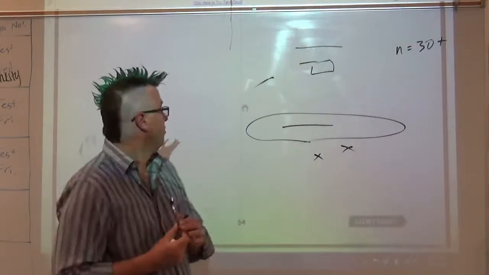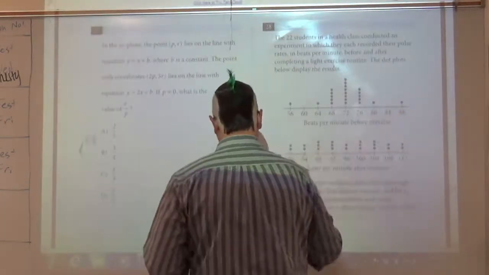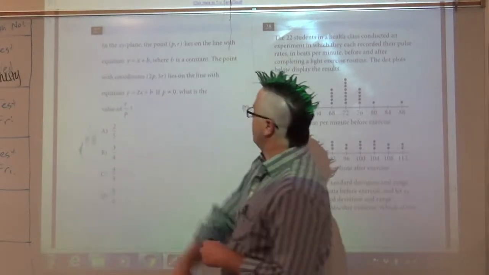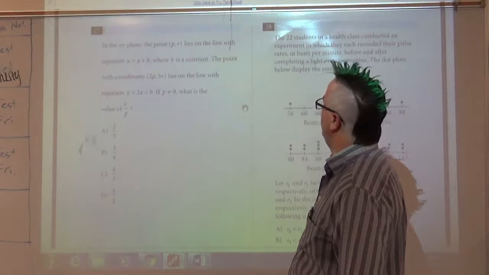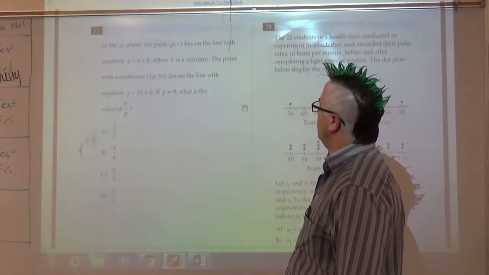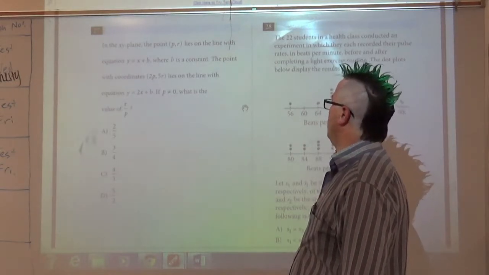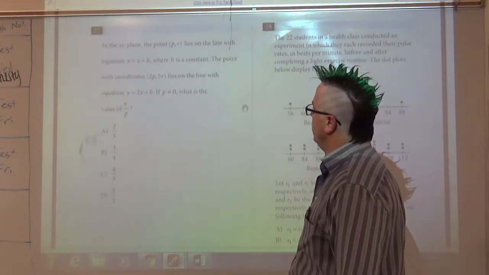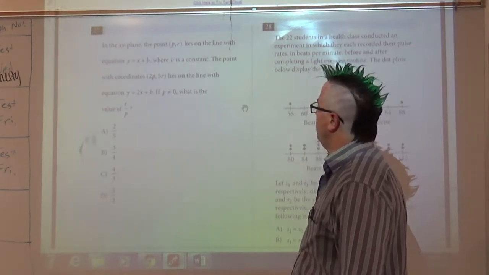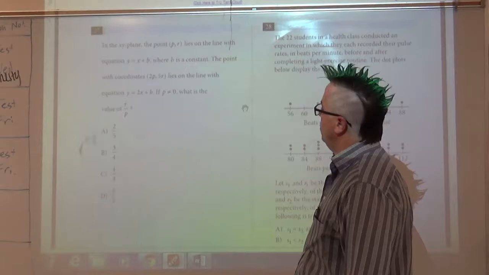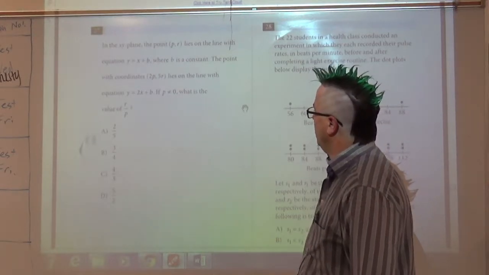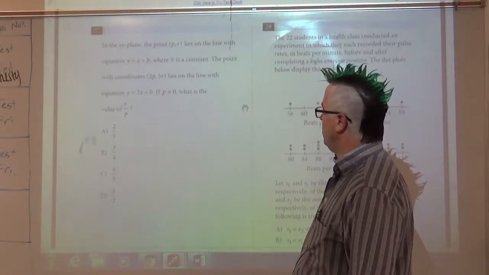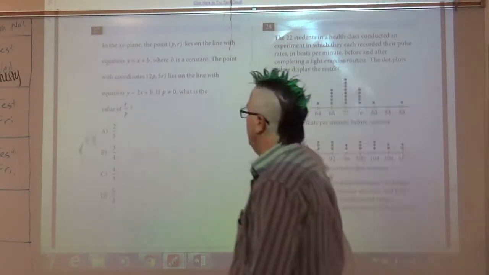Alright. Number 27. In the xy plane, the point p, r lies on the line where the equation is y equals x plus b, where b is a constant. The point with coordinates 2p, 5r lies on the line with the equation y equals 2x plus b. If p is not equal to 0, what is the value of r divided by p?